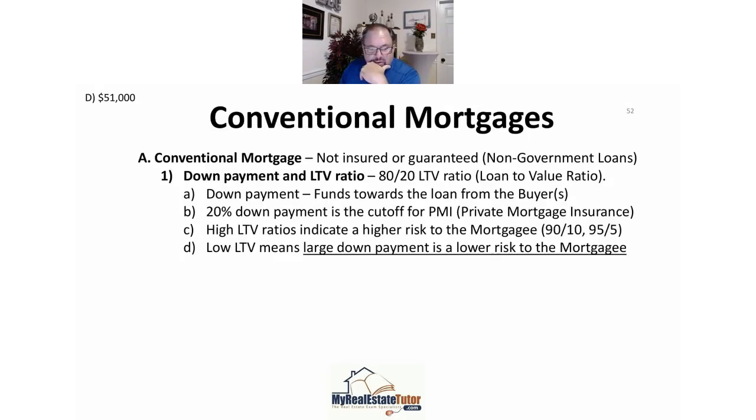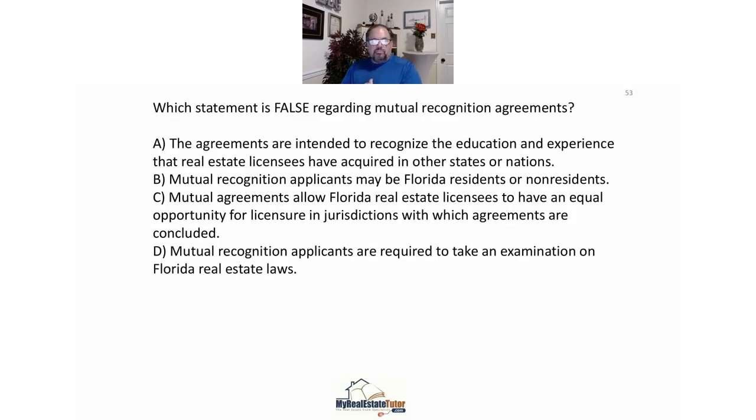Okay. All right, let's go to the next question. Which statement is false regarding mutual recognition? Now look at this. We go from a math problem, a profit or loss statement math problem, into an LTV problem theory. Now we're going to talk about mutual recognition, which comes out of Florida Statute 475, right? So when we talk about mutual recognition, which statement here is false? Which statement do you think is false?